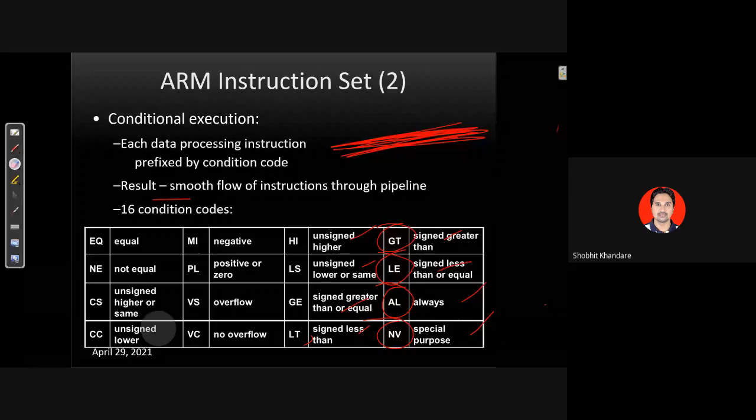Okay. Jump if equal. So jump if equal means this. Jump if not equal. So you should know at least equal, not equal, negative, positive or 0.